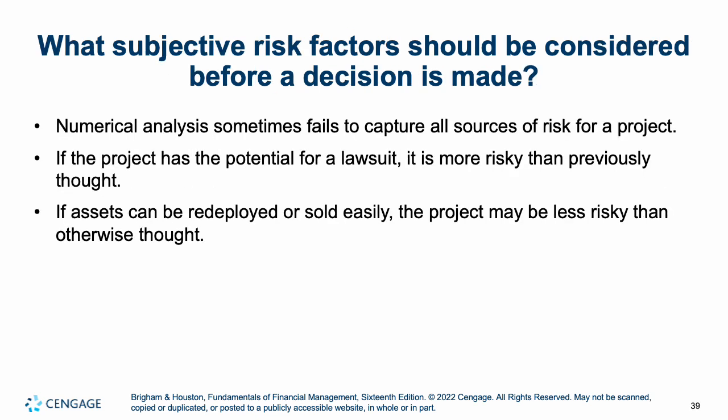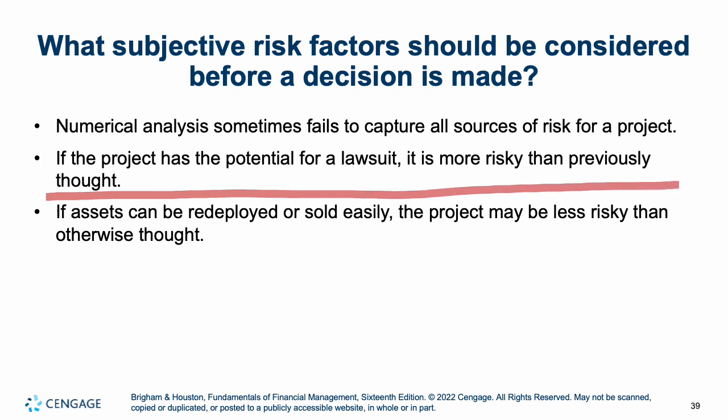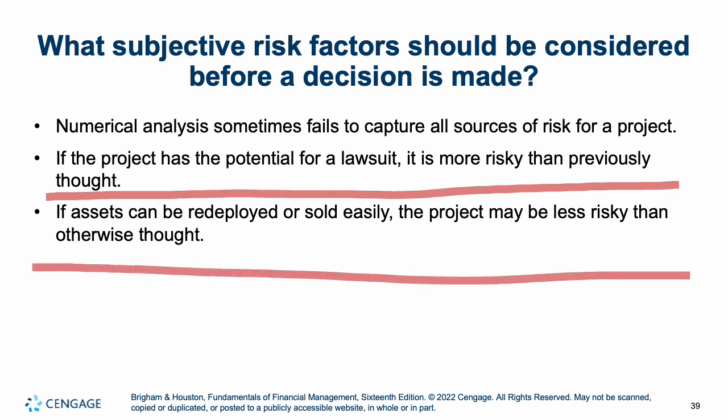And finally, what subjective risk factors should be considered before we make a decision? Numerical analysis sometimes fails to capture all sources of risk for a project. It's not necessarily possible to distill all risk down into numbers and equations. If the project has a potential for a lawsuit, so if, let's say, there's a chance this product might get recalled or hurt someone or cause environmental problems, if any of that is possible, it's more risky than previously thought. So, very important point. If assets can be redeployed or easily sold, we would say the project may be less risky than otherwise thought.